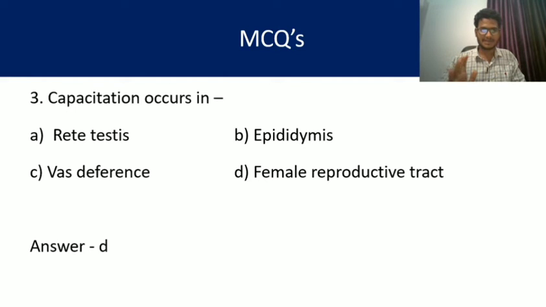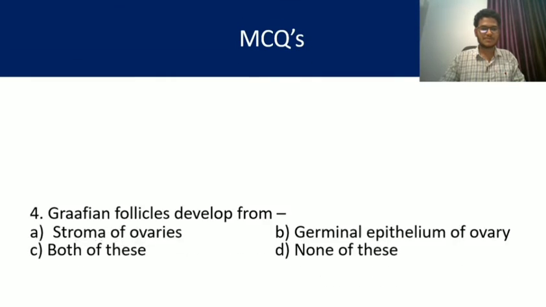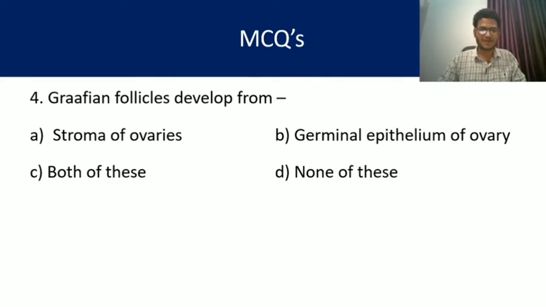Although it becomes active and motile in the epididymis and is stored there also, the capacitation process occurs in the female reproductive tract. Question number 4. Graafian follicles develop from stroma of ovaries, germinal epithelium of ovary, both of these, none of these. So the Graafian follicle develops from the germinal epithelium of ovary, which becomes primordial follicle and finally matures to become Graafian follicle. So the answer is B, germinal epithelium of ovary.